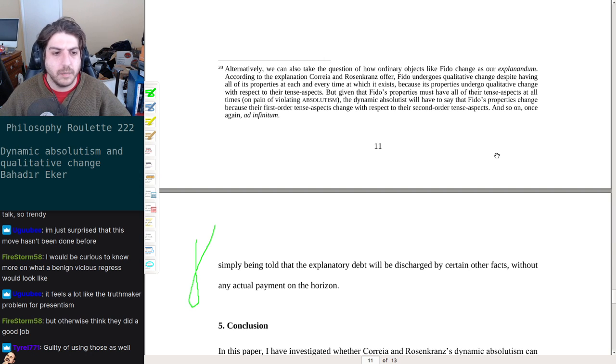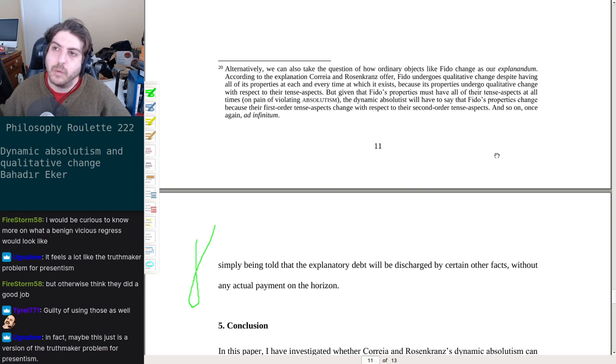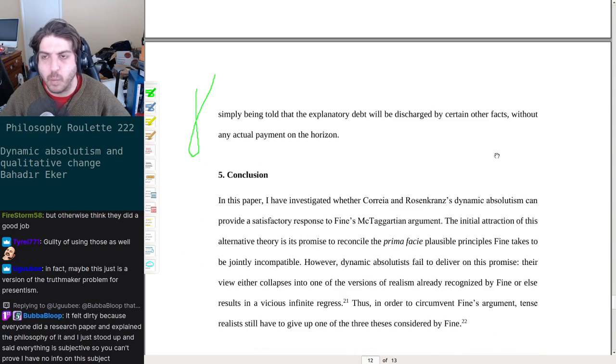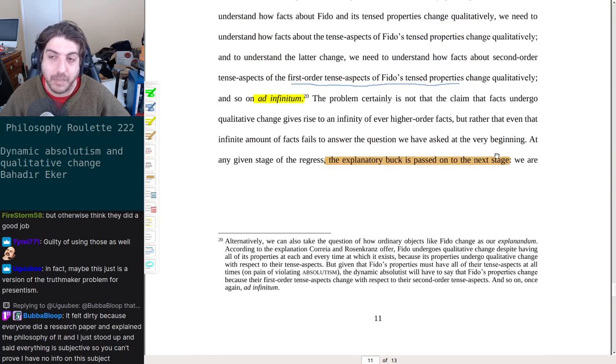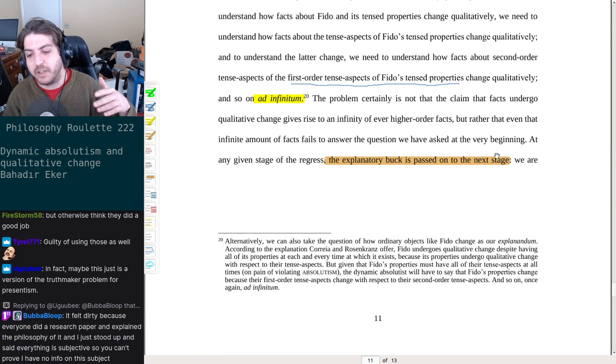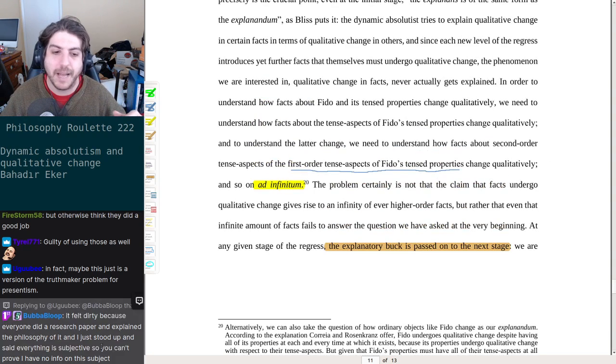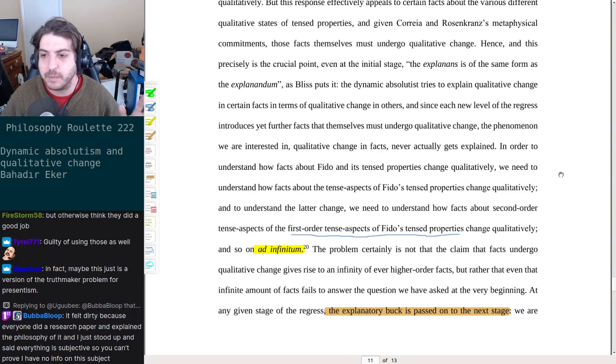So, what a benign vicious regress. Well, it really depends what you're investigating. If you're trying to explain something, but every time you try to explain it, you get another problem where you've got the same problem to explain, then it's vicious. Yeah, see, you felt bad because everyone else did work. Okay, well, that was a social issue.